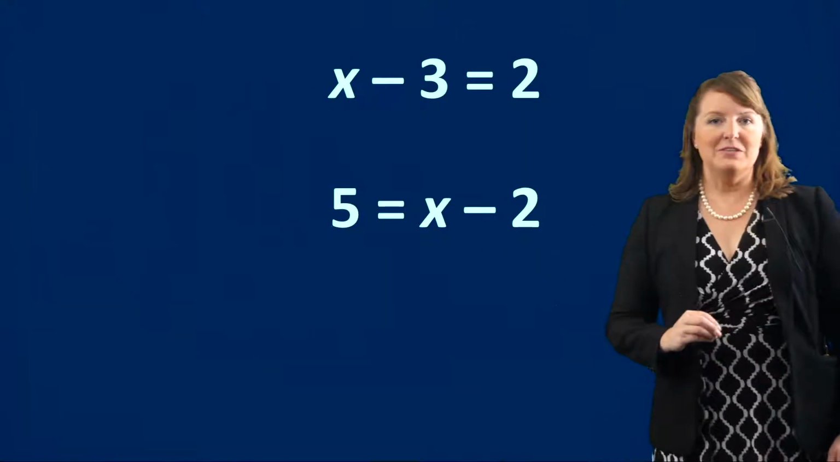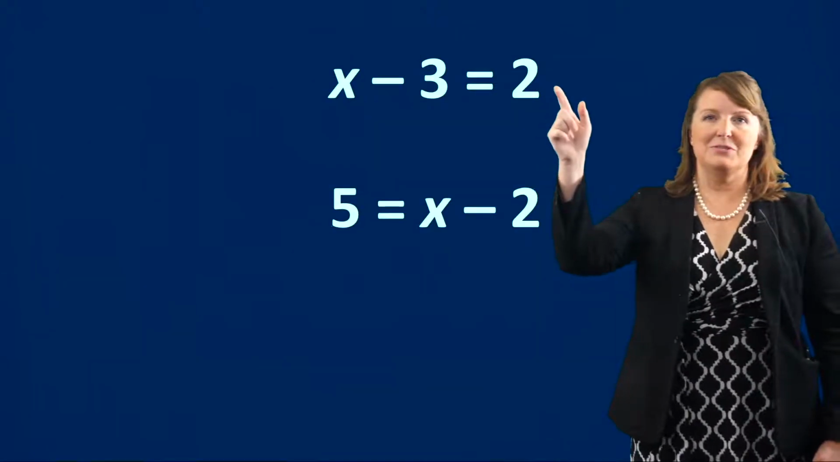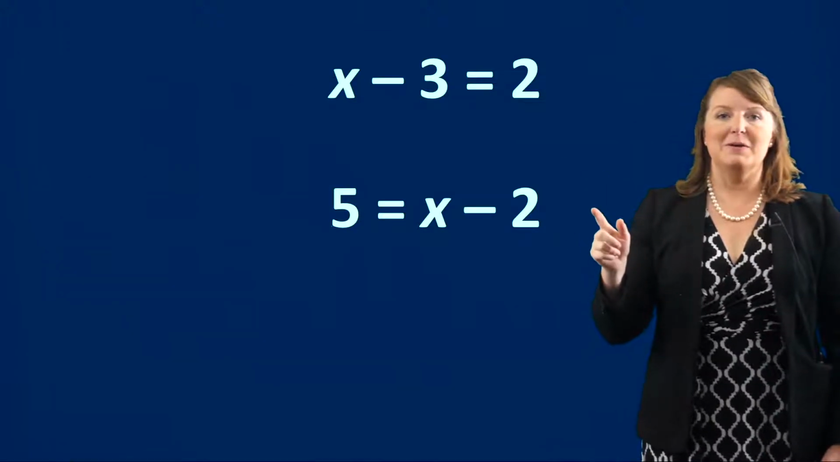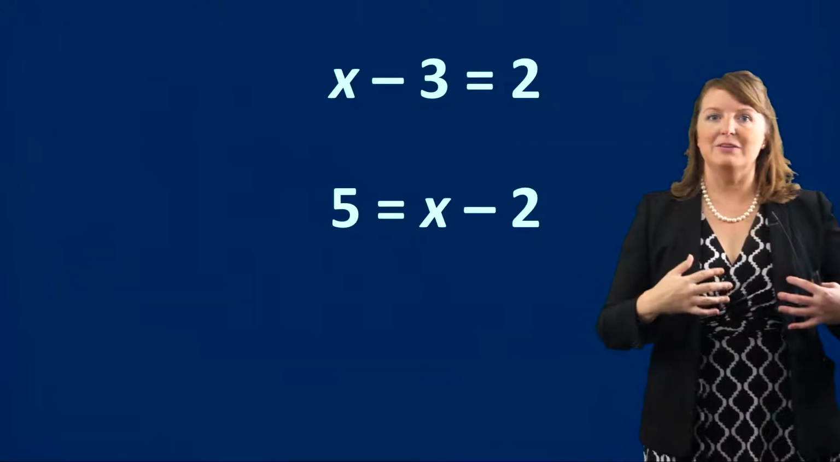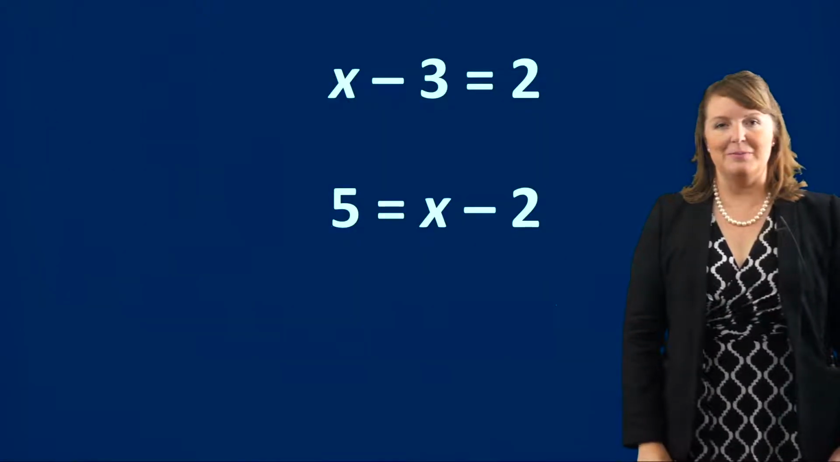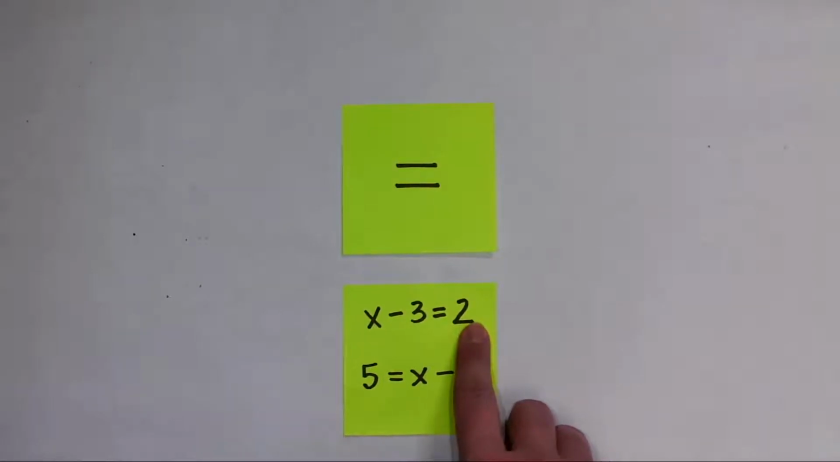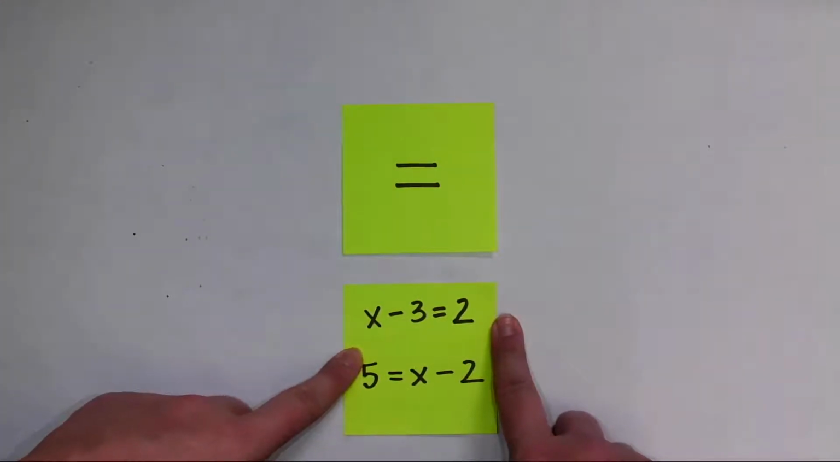So today we're going to solve these two problems, x minus 3 equals 2 and 5 equals x minus 2. So I'm going to move over to my document camera to show you what this might look like. All right, let's go ahead and get started. So we're going to solve these problems today. X minus 3 equals 2 is the first problem we're going to solve. So I'm going to go ahead and get this set up.